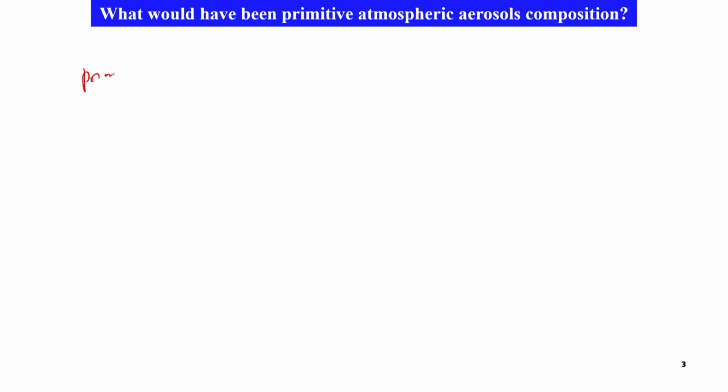So, in the primitive atmosphere it would have been dominated by natural sources, if at all. It was higher, and anthropogenic should have been less. But if you consider today's situation, what will be the case? In today's situation, natural sources are actually less and anthropogenic sources are contributing more.